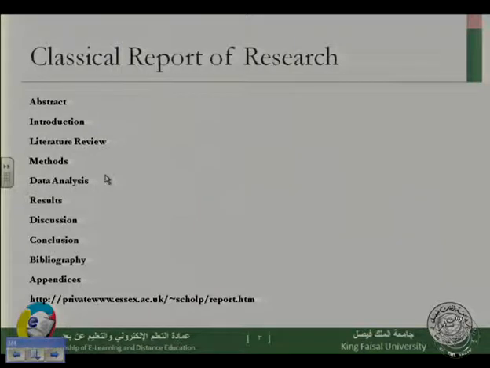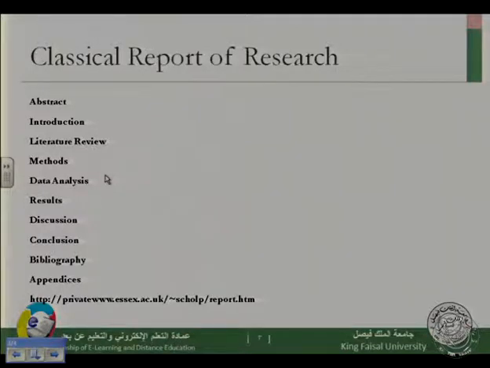So in the introduction, you introduce the problem, you introduce the topic of your research, its significance to you, to the society, to other people around the world, and the objective of your research. All of these will be talked about when we come to the lecture about the introduction. So this is the introduction in brief.